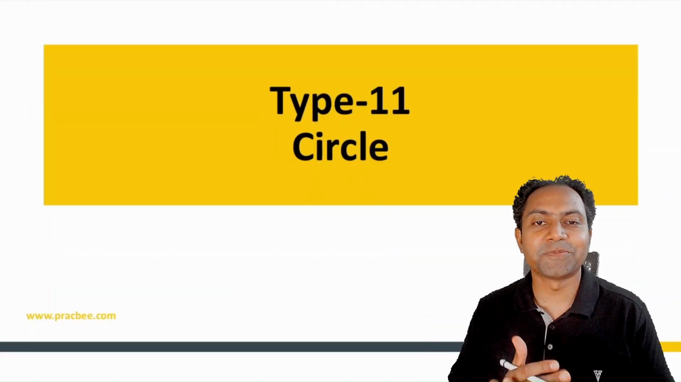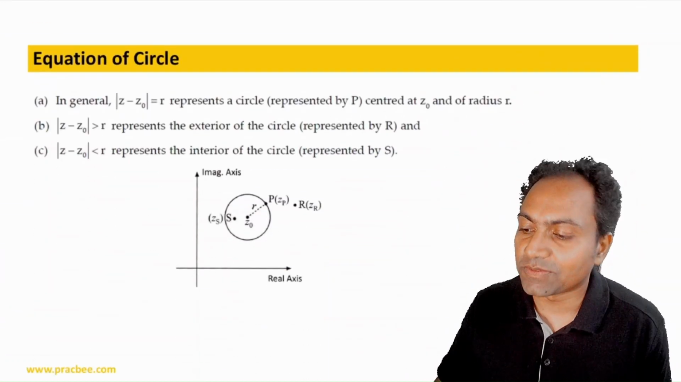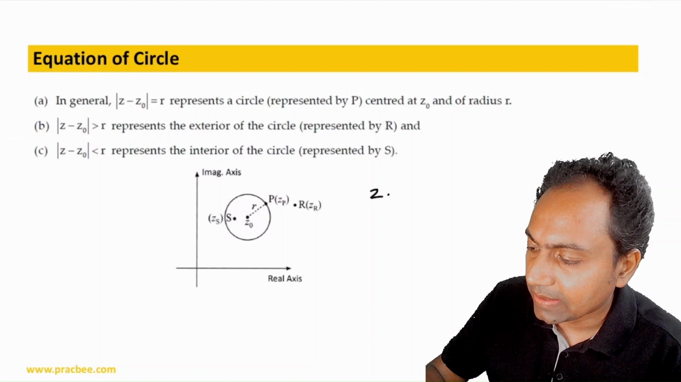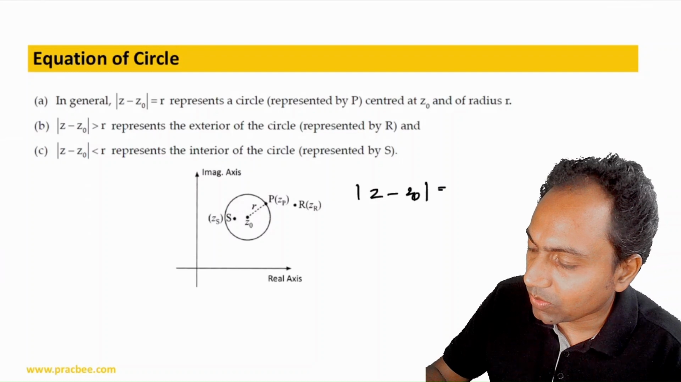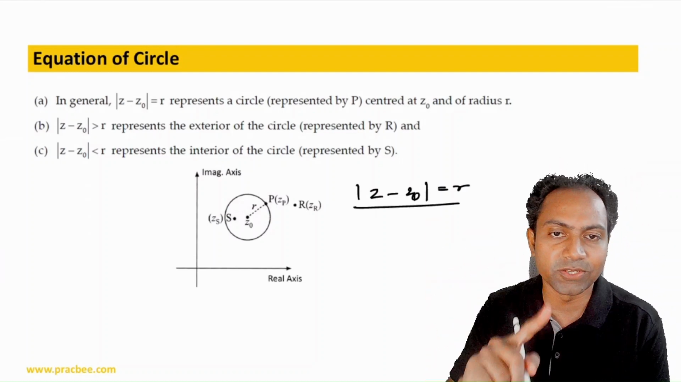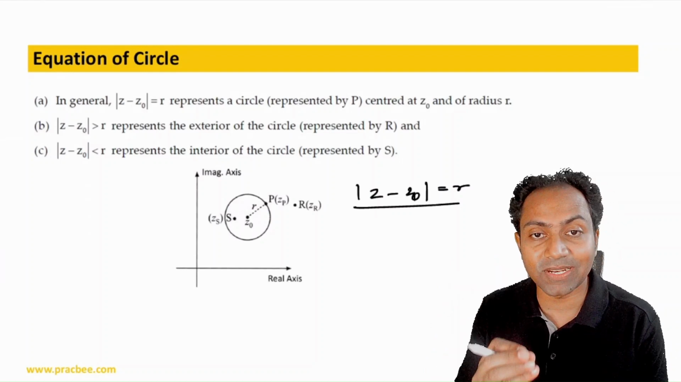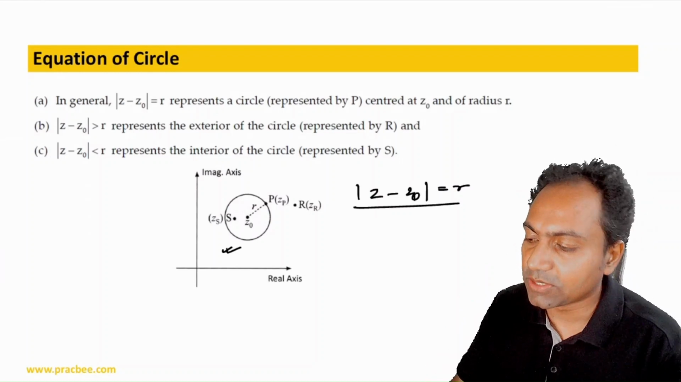Now the next problem type is based on the concept of circle. So if I look into the basic equations of circle, the first and foremost equation is very simple. If we have something like |z minus z1| or |z minus z0| is equal to r, what we are saying is all those points which are equidistant from a point z0 and the distance is equal to r. So z0 will become the center of the circle and r will become the radius of the circle. So if I represent it in a form of a diagram, this is how it looks.